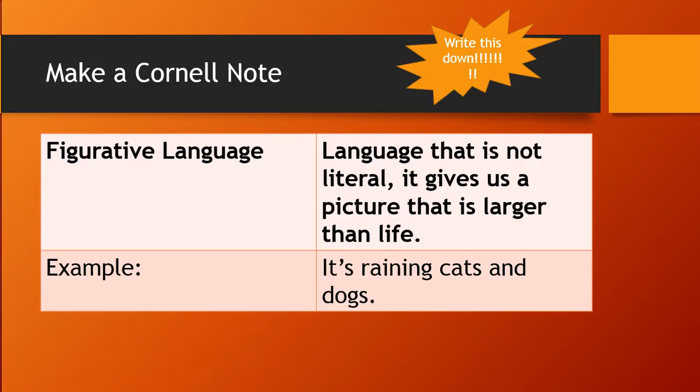So, we've talked about figurative language before, but I want to remind you, figurative language is language that is not literal, but it gives us a picture that is larger than life. For example, saying it's raining cats and dogs does not literally mean that cats and dogs are falling from the sky, but it tells us a lot about just how hard it's raining.